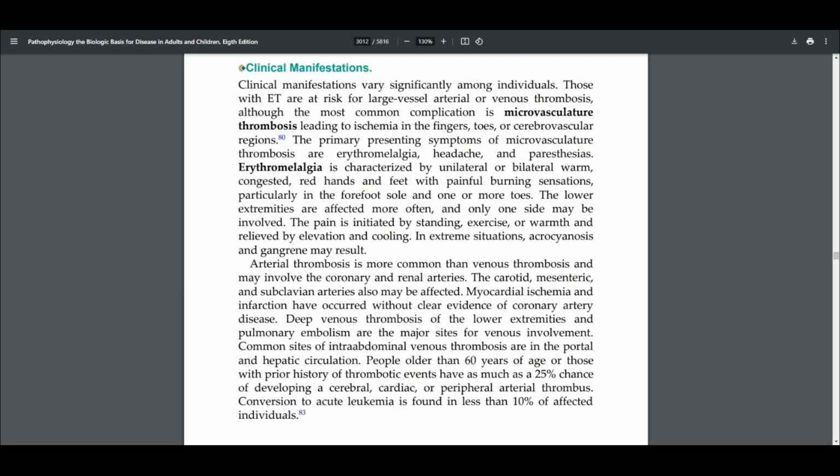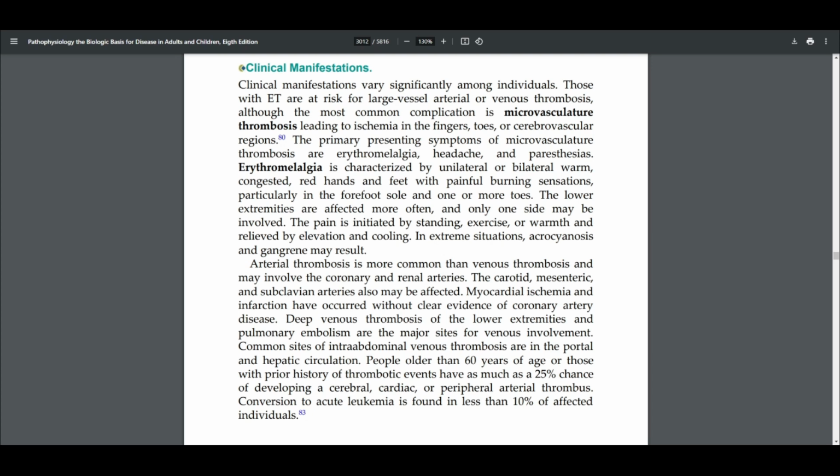Those with ET are at risk for large vessel arterial or venous thrombosis, although the most common complication is microvascular thrombosis, leading to ischemia in the fingers, toes, or cerebrovascular regions. The primary presenting symptoms of microvascular thrombosis are erythromelalgia, headaches, and paresthesias.